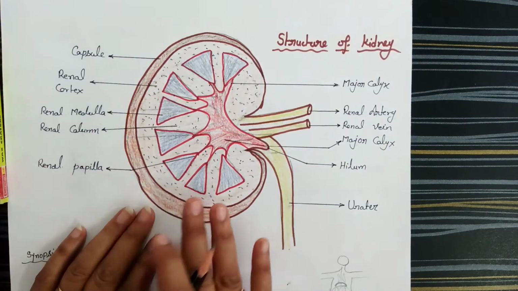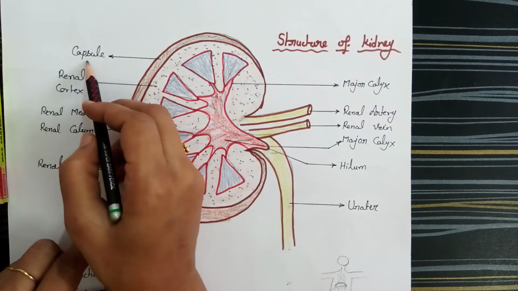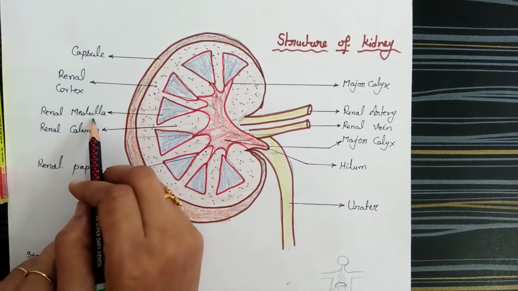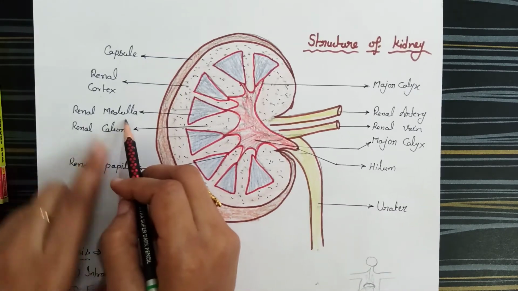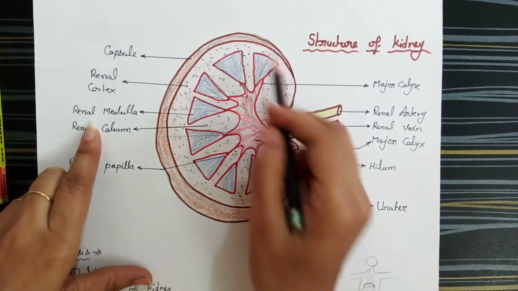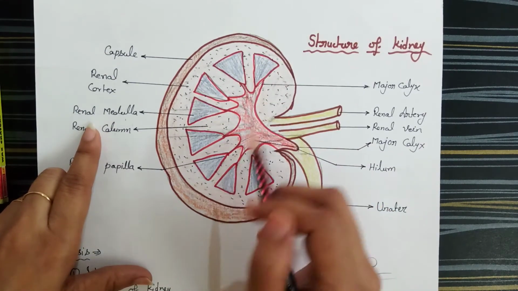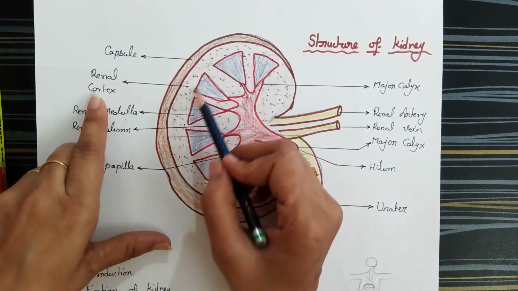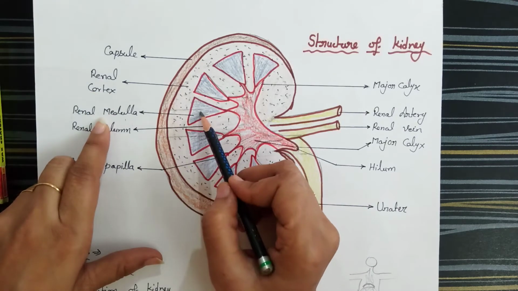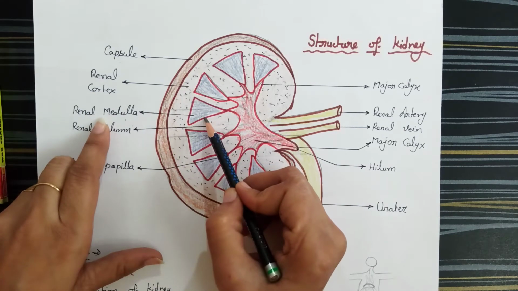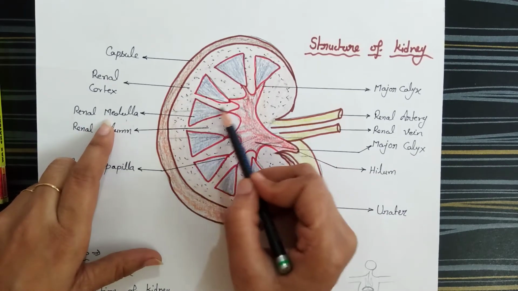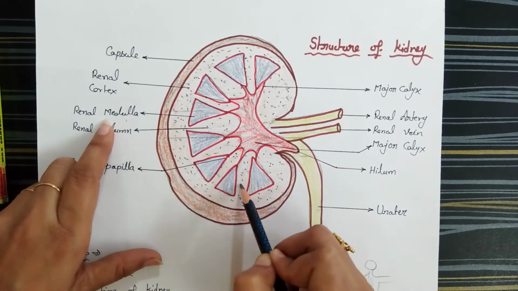When we talk about the gross structure, there are three layers. One is the capsule, which is the outer layer, second is the renal cortex, and third is the renal medulla. Medulla is a pyramid like structure. There are 8 to 18 pyramids in one kidney. So this is the renal cortex. What is cortex? It is reddish brown in color and lies outer to the medulla. The inner renal medulla is also reddish brown, and cortex and medulla make 8 to 18 cone like structures that are called renal pyramids.